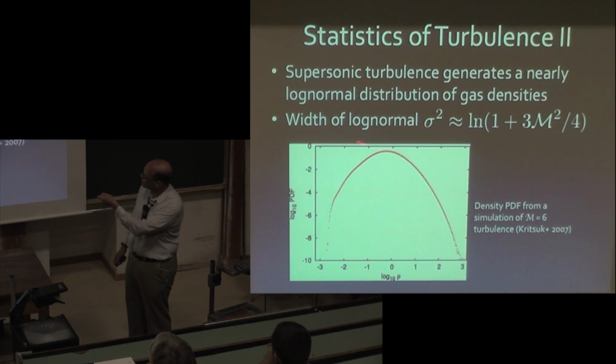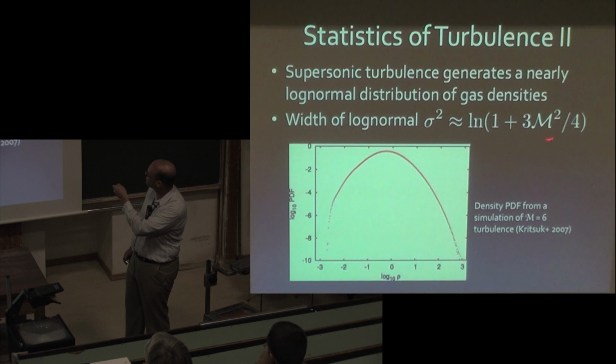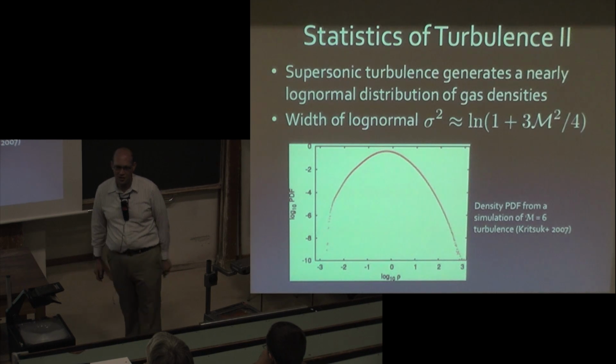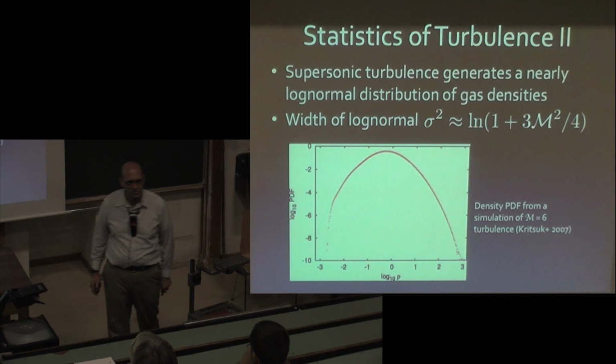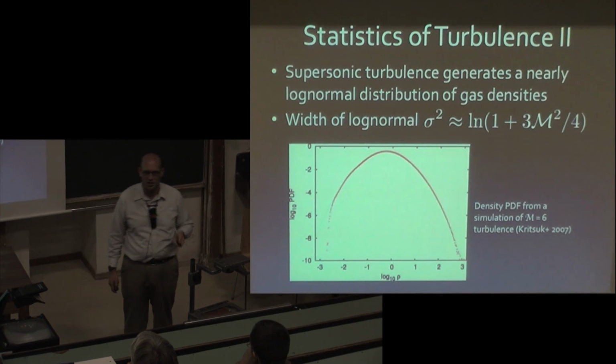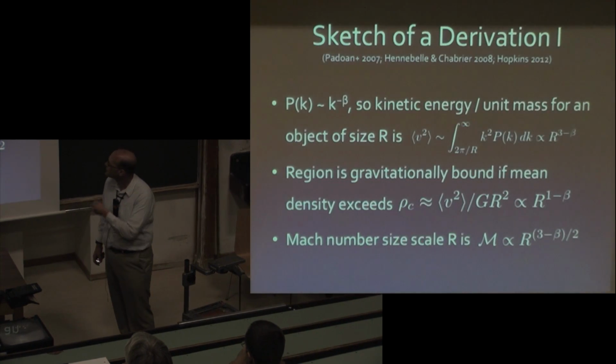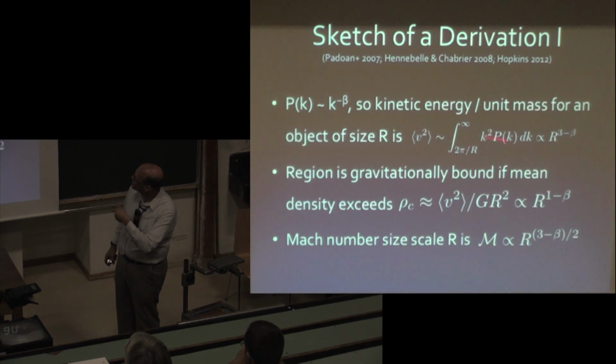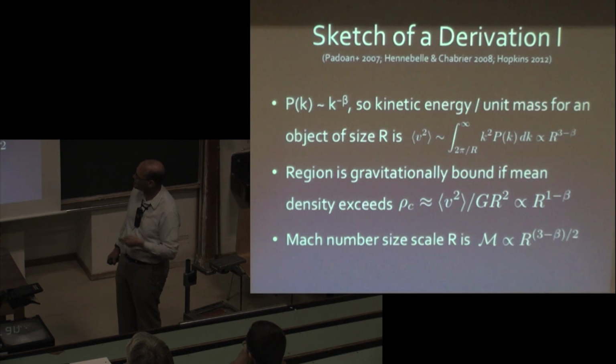The width of this log-normal turns out to depend on the Mach number of the turbulence, roughly like this. Here's again just a demonstration of this from a simulation. The red points there are the measured density probability distribution in the simulation. So can we combine these two things and make a plausible story for the origin of the IMF? Well, it turns out that you can, and this is work done by these people.